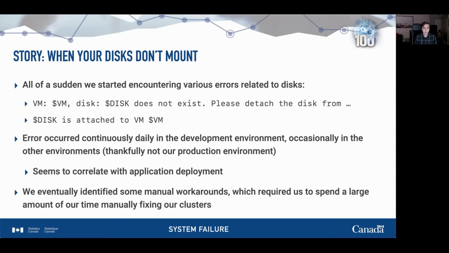Azure says it's attached to a different VM. It was a very weird situation of events, and it was also compounded by other errors related to scale sets in Kubernetes in Azure. So that all happened at once. We saw the error almost daily in the development environment, and very rarely, but it did happen in our test environment. Fortunately, it did not happen in our production environment. It seemed to correlate with application deployments, in particular the deployments from one of our specific app teams. We eventually came up with some manual workarounds, but we spent a large amount of our days applying those workarounds and fixing our clusters.